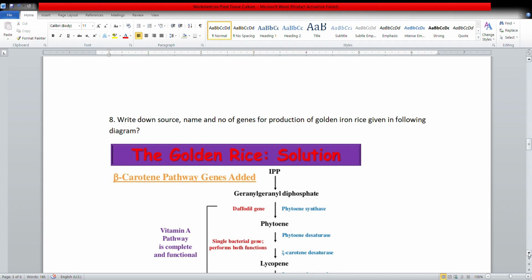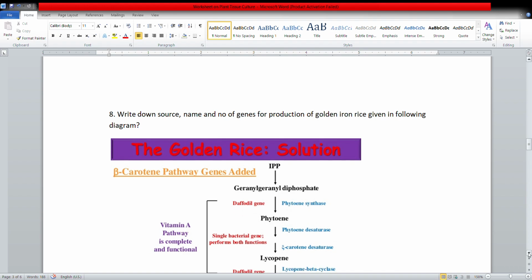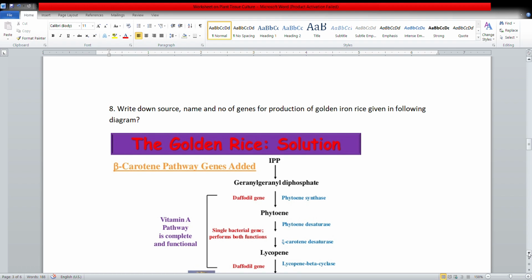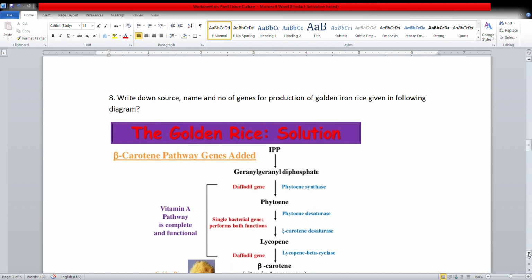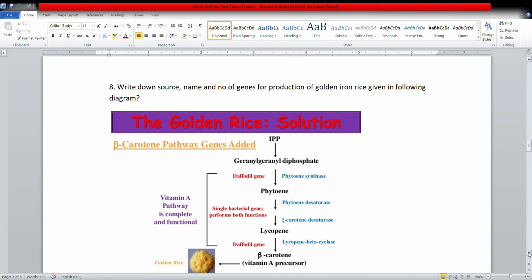You know, daffodils provide the PSY gene, that is phytoene synthase gene, and the single bacterium gene performs both the functions, Erwinia uredovora, then phytoene, carotene, CRT1 gene, and lycopene beta cyclase. So these are the three genes that are going to be transferred just to make beta carotene.